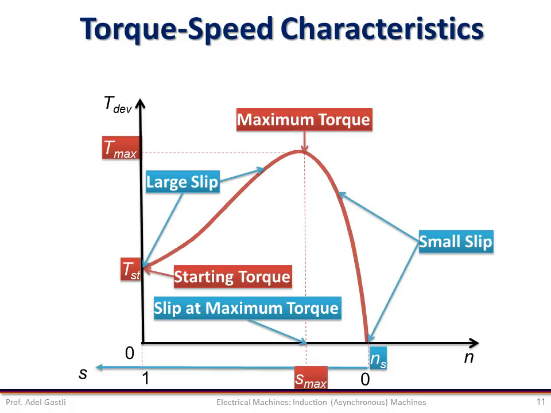So Smax here is not the maximum slip. The maximum slip is 1. However, Smax designates the slip at maximum torque. The starting torque and the maximum torque are very special operating points of the induction motor torque speed characteristic, which are very important to know. We will see how we can calculate them in the next few slides.